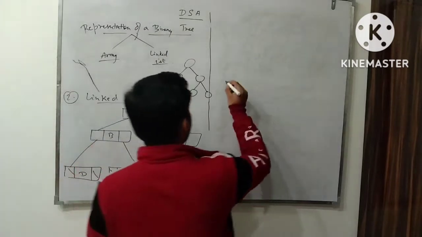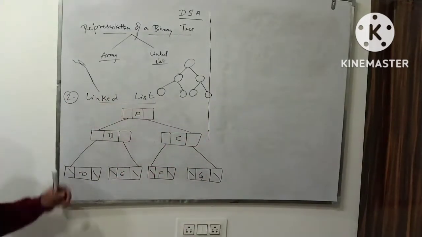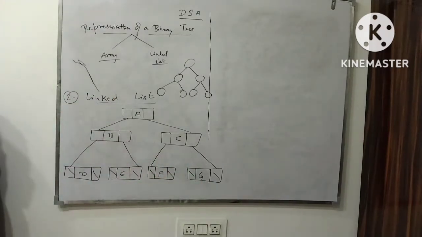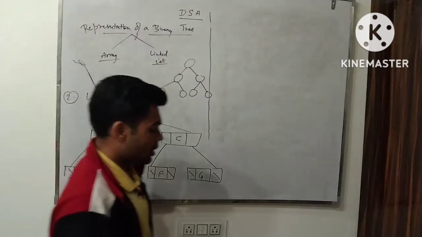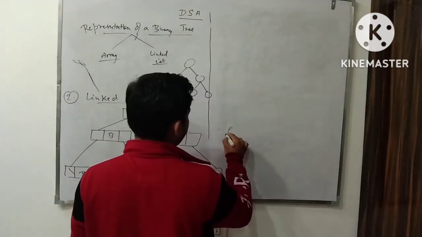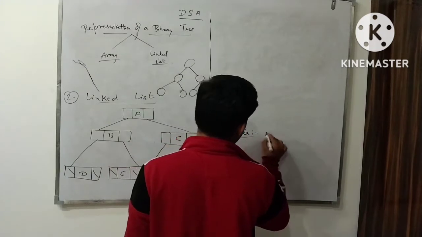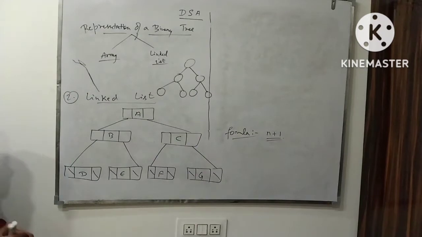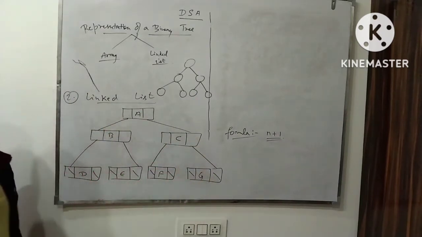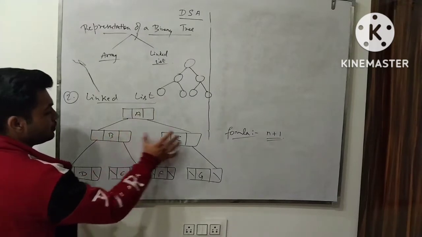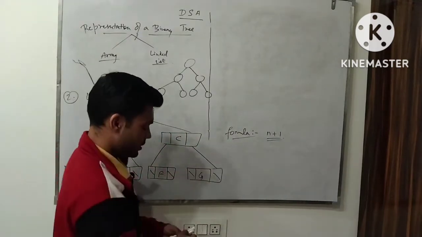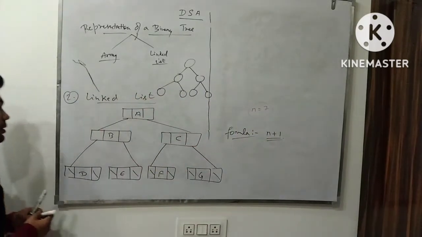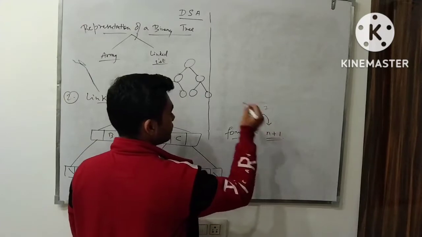So what's the formula for the total number of external nodes in a particular linked list tree representation? How can I calculate it? Let's have a look. The formula will be n plus 1. And how does it come? See, how many total nodes are there in this representation? 1, 2, 3, 4, 5, 6 and 7. The value of n is 7. So simply put n equals 7 here.